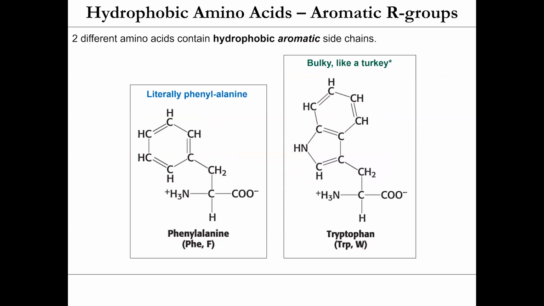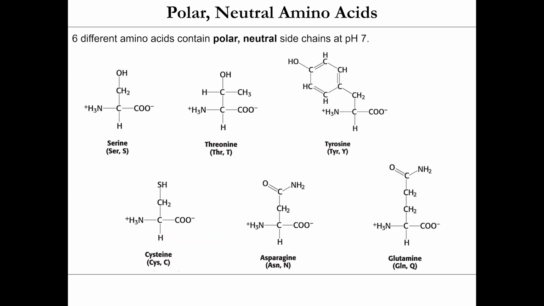So we have 2 hydrophobic aromatic amino acids, phenylalanine, and then tryptophan, which is the bulkiest amino acid. And you can remember it if you think of turkey, even though it's not present in turkey at higher concentrations than any other meat. But maybe that'll help you remember. So now we come to the polar neutral amino acids.